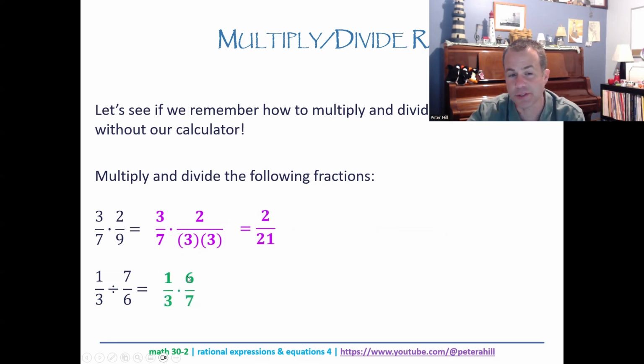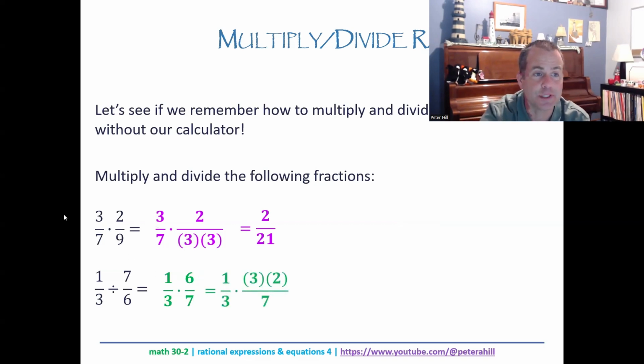Now, I'm going to do the same thing. I'm going to factor that 6. I'm going to call that 3 by 2. And then I can see, hey, these 3's right here will divide each other out because I have 1 on the top and 1 on the bottom. And that will leave me with just 2 over 7.